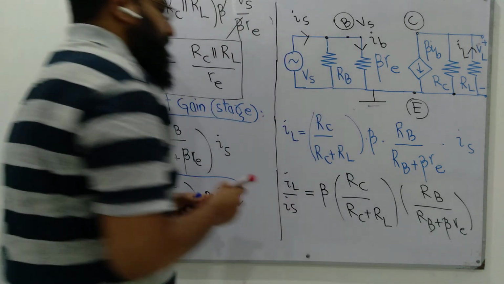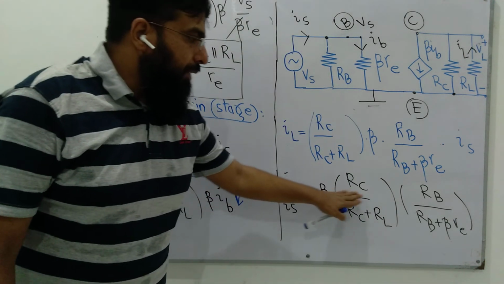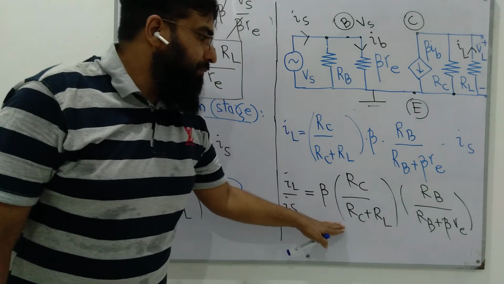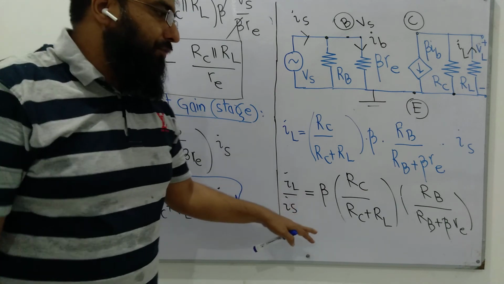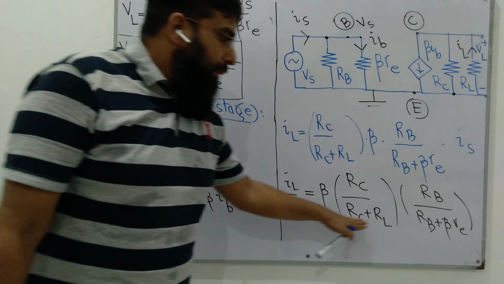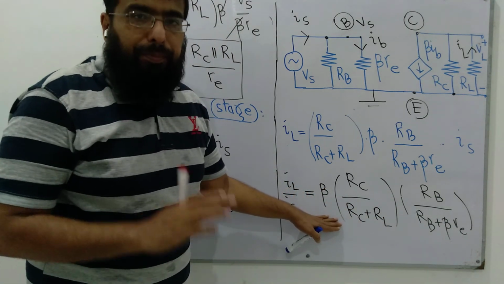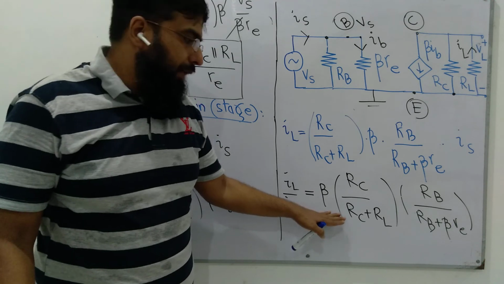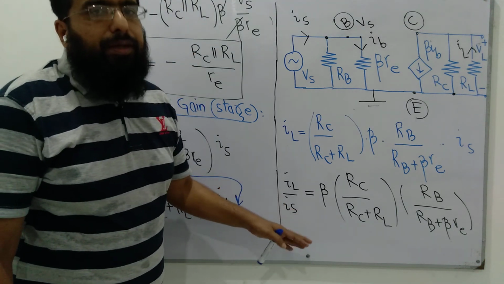The value of beta is very large, and these produce some fractions. RC over RC plus RL produces a value that is less than 1. Similarly, this produces a value that is less than 1. So beta multiplied with a value that is less than 1 slightly reduces it from beta, but still it's a very high value. This means the stage current gain of a common emitter amplifier is also high.